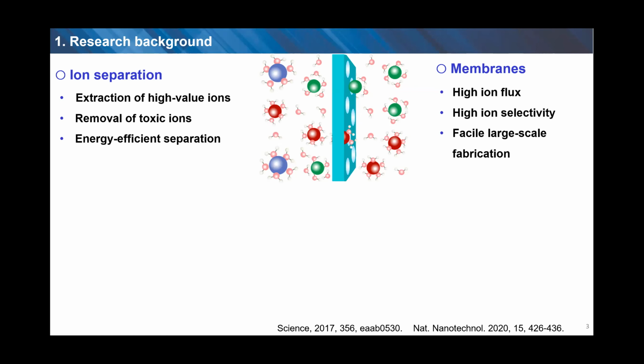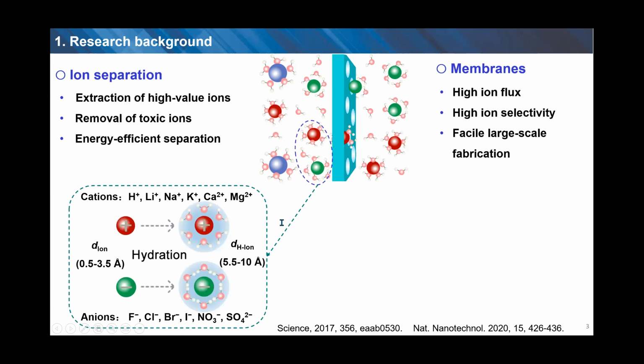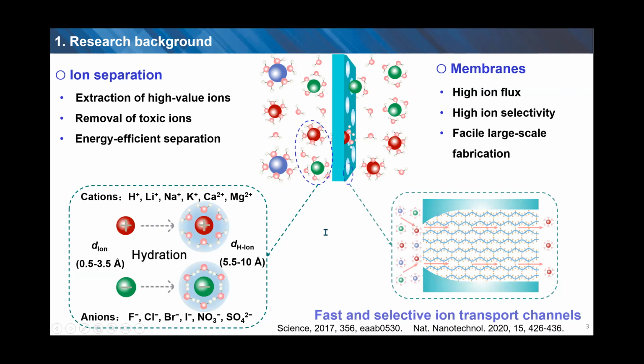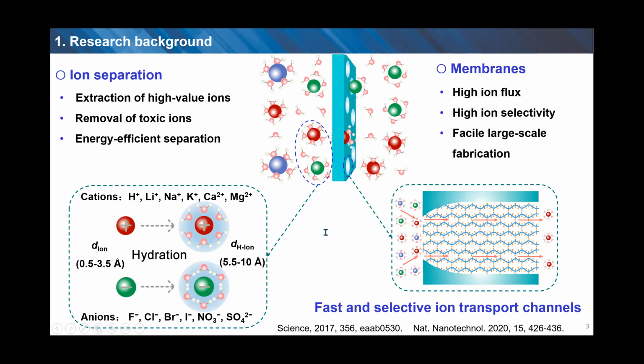So our research focuses on the ion separation, which can achieve the extraction of high-value ions or the removal of toxic ions, leading to an energy-efficient separation. During this process, membranes with high ion flux and selectivity are highly demanded. For common cations and anions, they have similar sizes and charges, making precise ion separation a great challenge. So the key point is the construction of fast and selective ion transport channels for membranes.